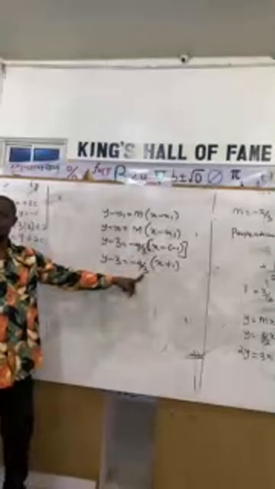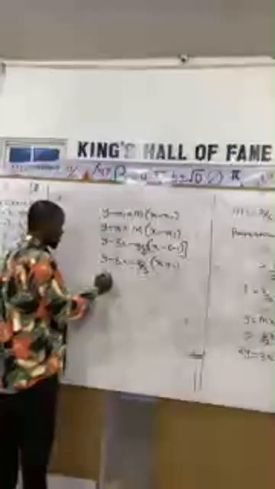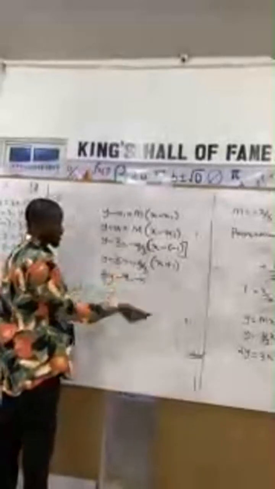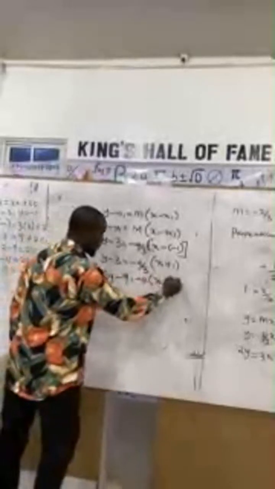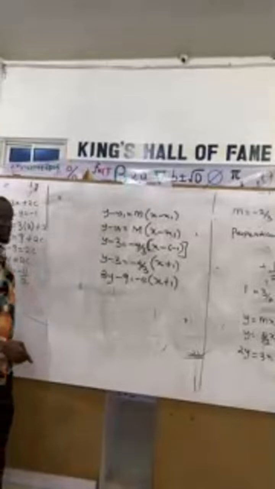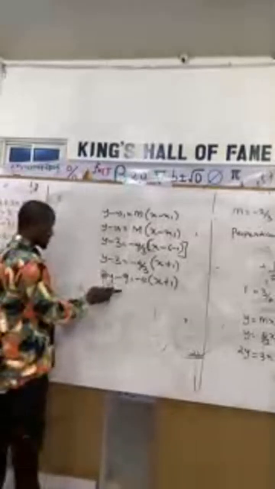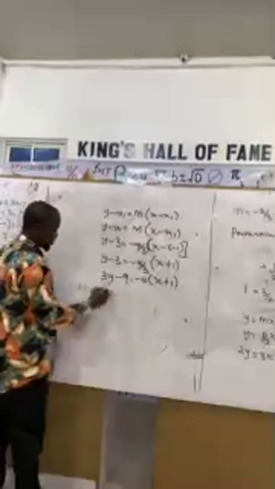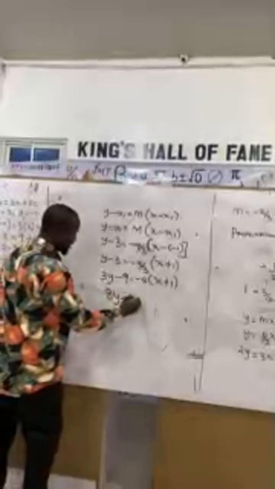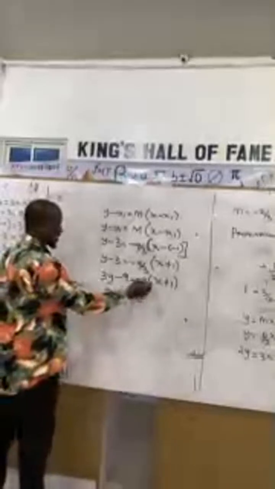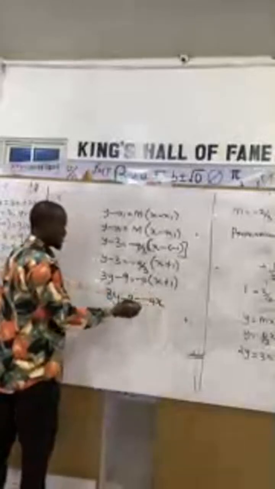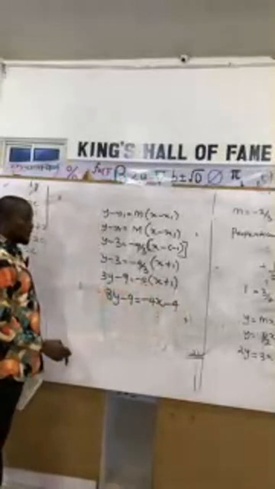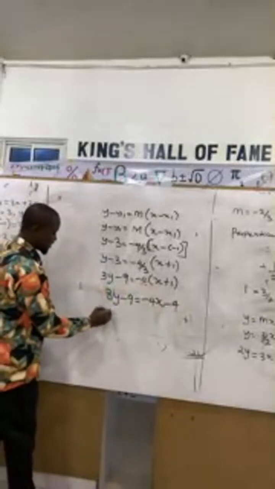That 3 will go out. Sharp, sharp. So this is going to be what? 3y minus 3 times 3, 9, equals to minus 4, the 3 is gone, into what? x plus 1. So 3y minus 9 equals to minus 4 times what? Minus 4x. Minus 4 times 1 is what? Minus 4. So from that point, we have that that will be 3y.